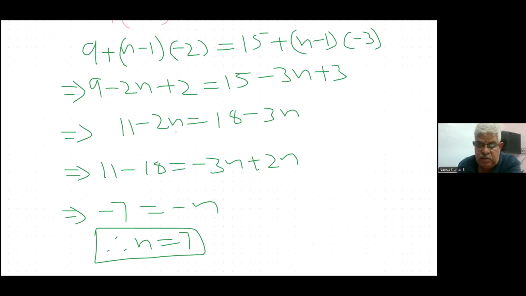So like terms you shift to the same side: 11 minus 18 equals negative 3n plus 2n. Here plus 2n is taken because on the left hand side negative 2n is there. So 11 minus 18 gives you minus 7, and minus 3n plus 2n gives you minus n. On both sides the negative sign gets cancelled. Therefore, the number of terms is 7. Any doubts you are having, you can ask.